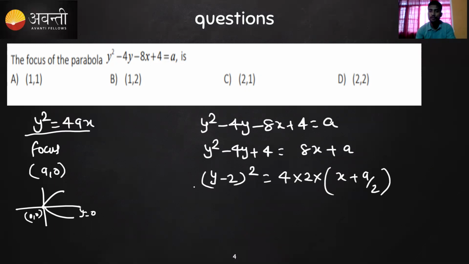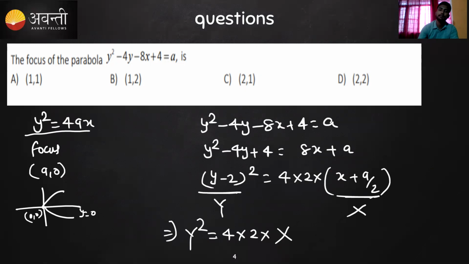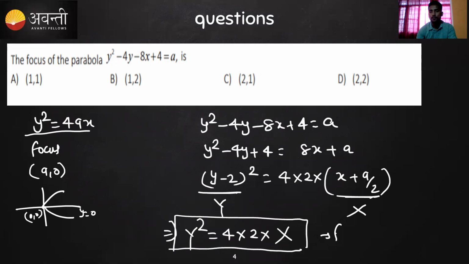So from here, we can assume this as capital Y and this as capital X. Then we will get Y square is equal to 4 into 2 into this capital X. Right, guys? So from here, what can we write as the focus? We can write the focus as 2 comma 0. But it is not 0 here. Why not? Because we generally write a comma 0, this is a comma 0.